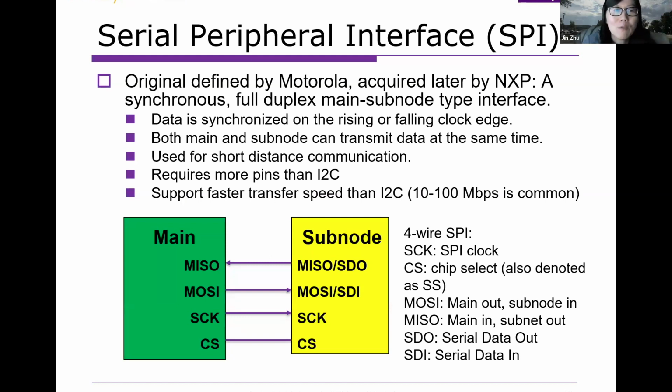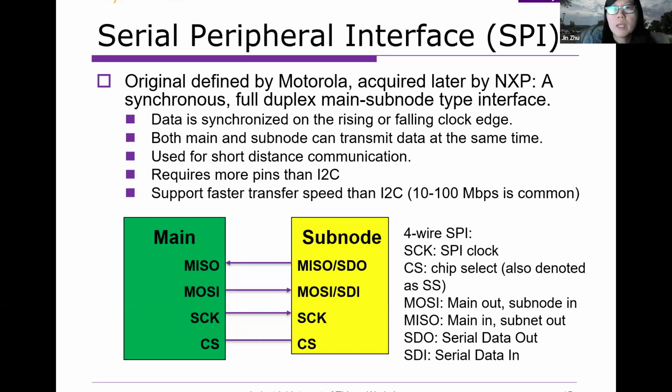So you're going to see over here, they need 4-pin connections. It also needs a clock. You see over here, that's the SPI clock. The main, which is your microcontroller, will provide that signal to the sensor or other external devices. And then they have your main in and subnode out. So they will send the data from subnode to the main, or send the instruction from the main to the subnode. Okay, so that's full duplex. And the last signal needed is the chip select. Chip select is sometimes also denoted as SS, but they mean the same thing.